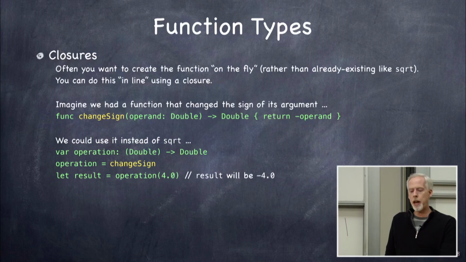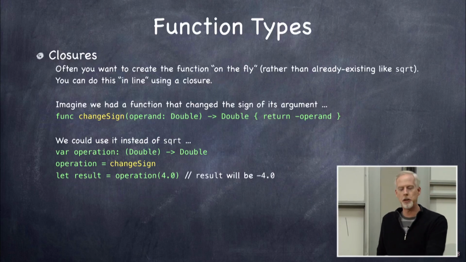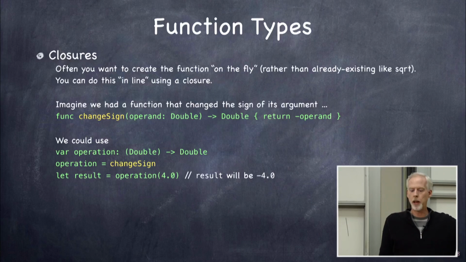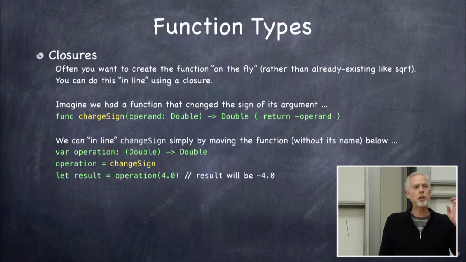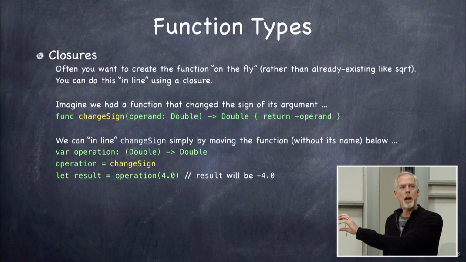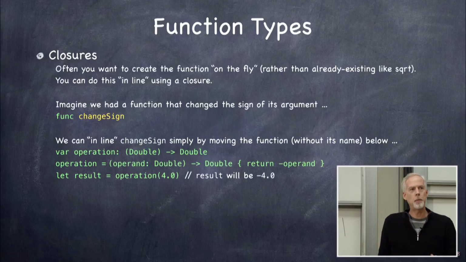So what does the syntax look like if we wanted to take change sign and just drop it right into the middle here instead of having a separate function? Okay, how would we do that? All right, we're just going to pick up all of change sign except for its name and move it down. Watch. Okay, so I just put it right in there.